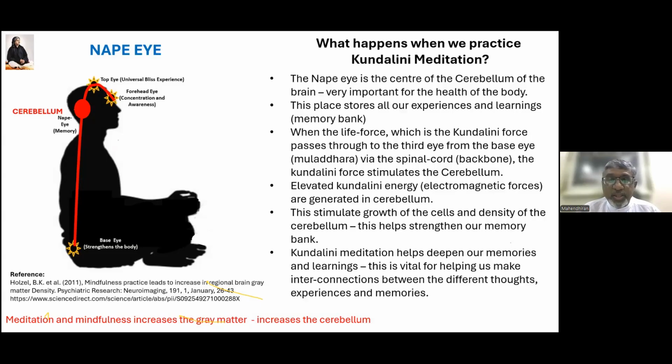So when the life force passes through, which is actually our Kundalini force, from the third eye to the Muladhara and back, it stimulates, through the back, our spinal cord and the backbone. It stimulates the cerebellum. So what happens is that when we regularly practice that flow, when it stimulates that part of the brain, we see that the electromagnetic forces generate an energy field, and the neural connectivity becomes stronger, longer. The telomeres, which is the end of the synapses, become longer and connected, and the flow of energy becomes greater. And when that happens, the growth level of the cells around there becomes higher, and the density of that part of the brain increases.